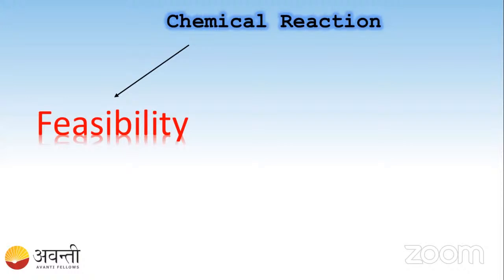When it comes to a chemical reaction and the things involved in it, there are three major things you need to keep in mind. The first is feasibility, whether the reaction is feasible or not. Feasibility is nothing but possibility. So whether the reaction is possible or not, which part of chemistry deals with it?